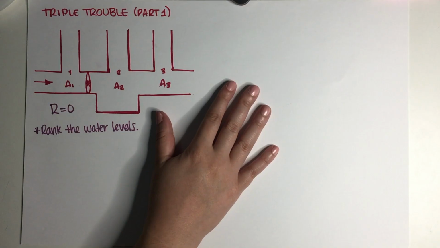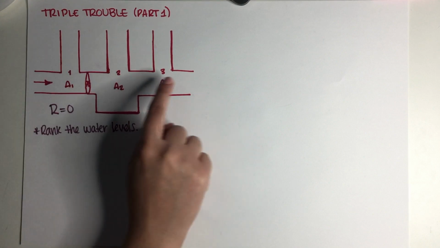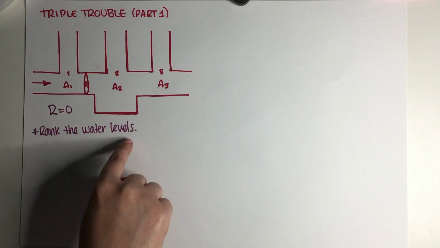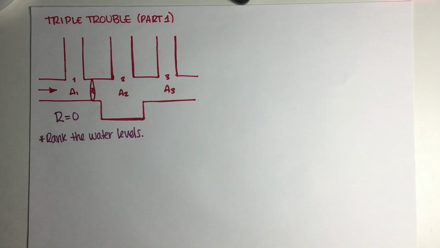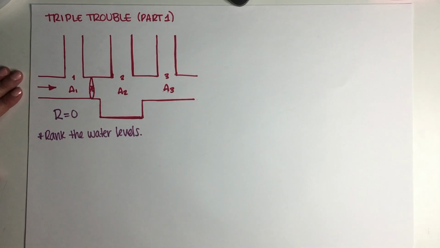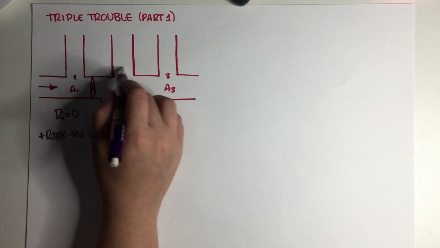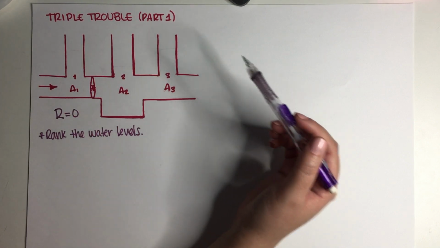So as you can see, I have everything written down here. So I have the picture, water is flowing from left to right, and R is equal to 0, and I just need to rank the water levels. So let's just go ahead and get started with this problem. So the first thing that we have to figure out is how are we going to compare the water columns, because we can't use Bernoulli between water columns because these are different fluid systems.